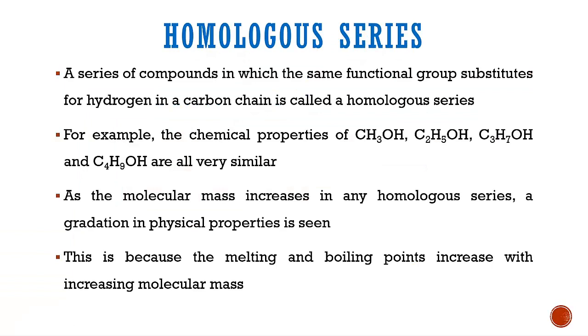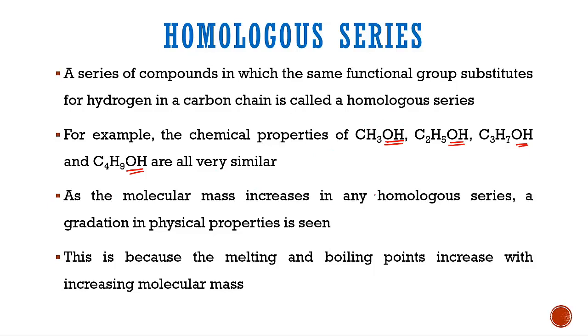Homologous series: a series of compounds in which the same functional group substitutes for hydrogen in a carbon chain is called a homologous series. That is, when in the series of alkanes one hydrogen is replaced by an OH group, that is an alcohol group, they will be called a homologous series. For example, the chemical properties of CH3OH, C2H5OH, C3H7OH and C4H9OH are all very similar because their functional groups are the same, and we have substituted one hydrogen atom with an OH group here.